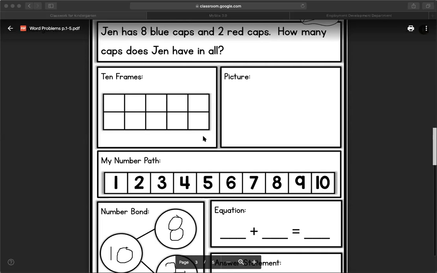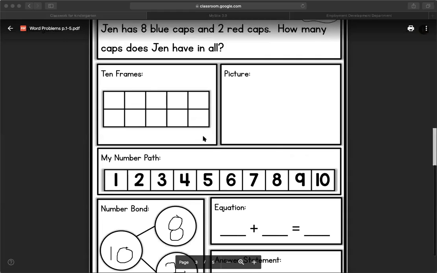Okay, and how did you write out the equation? 8 plus 2 equals 10. And your answer statement? 10. Good job. Good job! Give yourself a round of applause or a pat on the back.